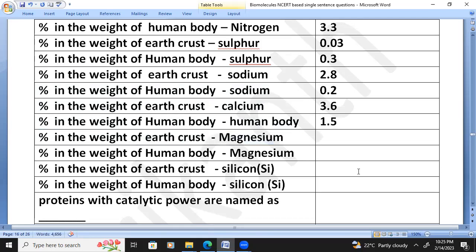Earth crust, magnesium 2.1%. In human body, it is about 0.1%. Silicon. In the earth crust, silicon 27.7%. In the human body, silicon is negligible.